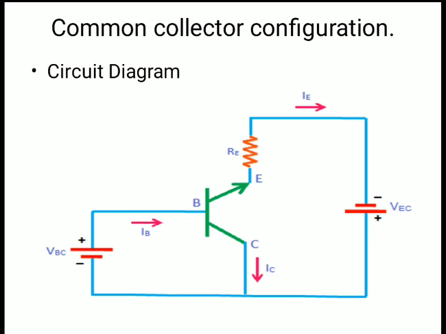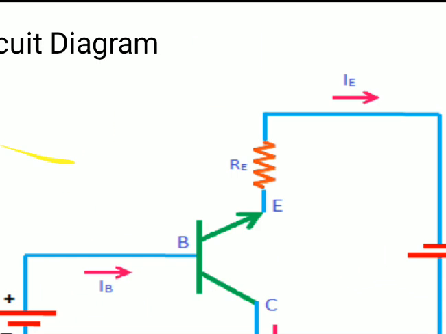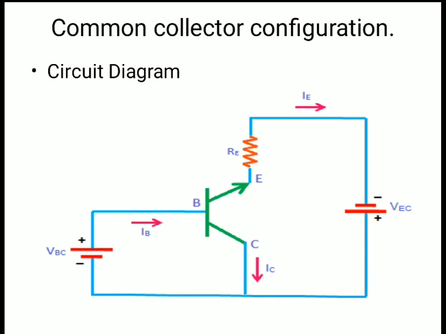The only difference is that we have turned the transistor, and the collector is now made common. The collector is common to the base, and this collector is also common to the emitter, so that is why it is a common collector configuration. There is a small resistance RE, where E is for emitter and R is for resistance.